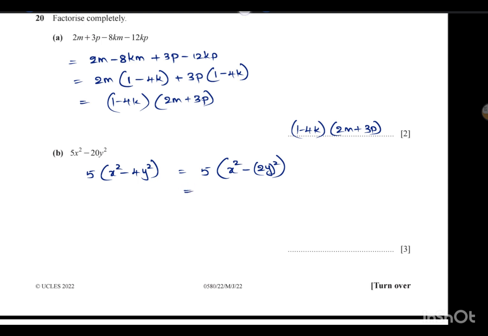Now this is in the form of a square minus b square. a is x, b is 2y. So 5 into x plus 2y, a plus b, into x minus 2y, a minus b. So 5 into x plus 2y into x minus 2y.